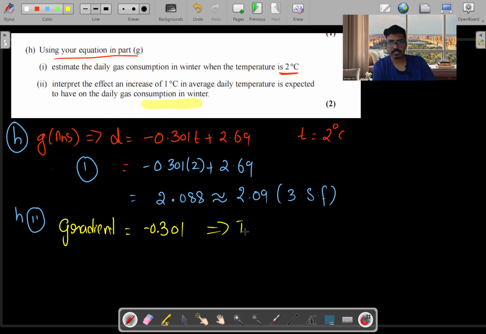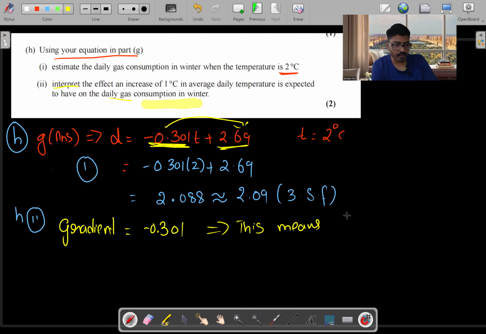So what does this mean? They are asking very clearly to interpret the effect of a 1 degree increase in average daily temperature on daily gas consumption. We obtained a daily gas consumption equation. Definitely we have to take the temperature-related term, that is why I took this value. You might ask why I have not taken the intercept. From the previous equation I took minus 0.301 T.